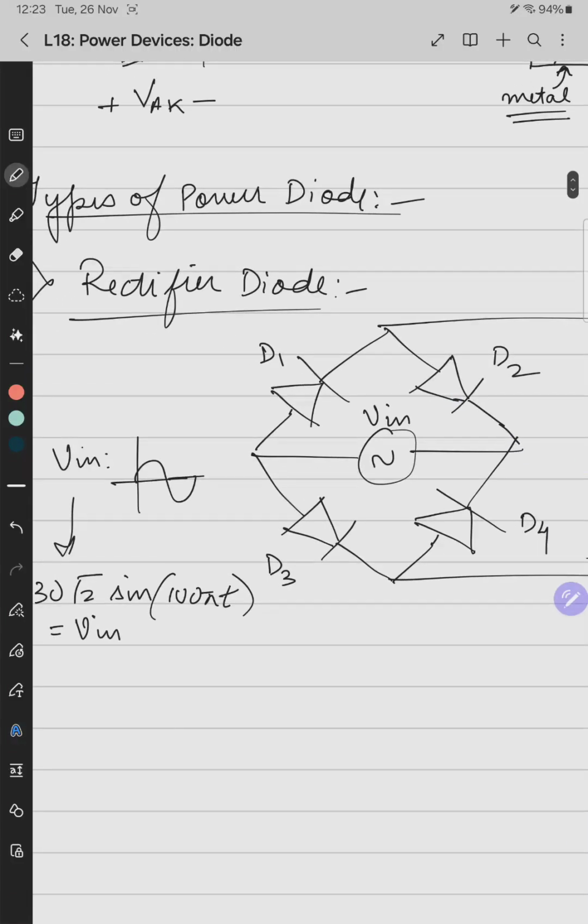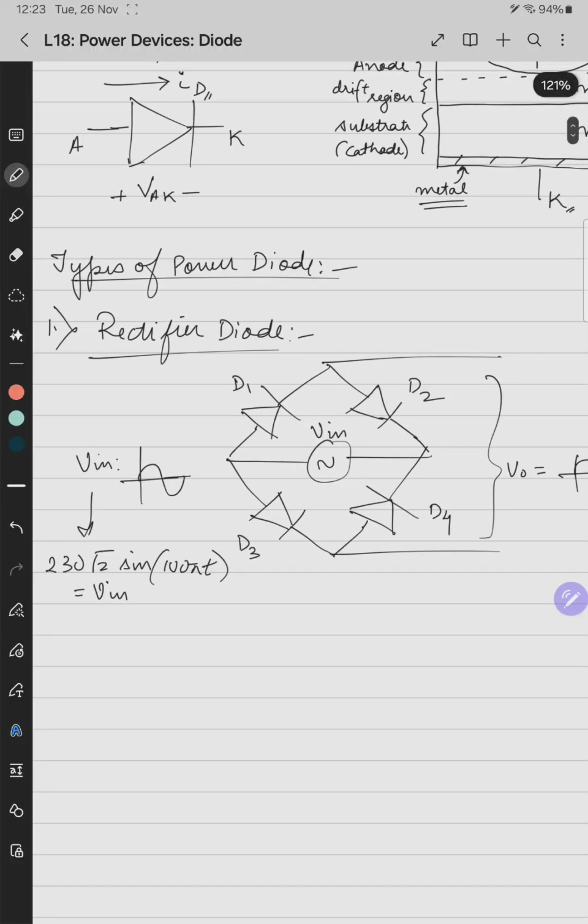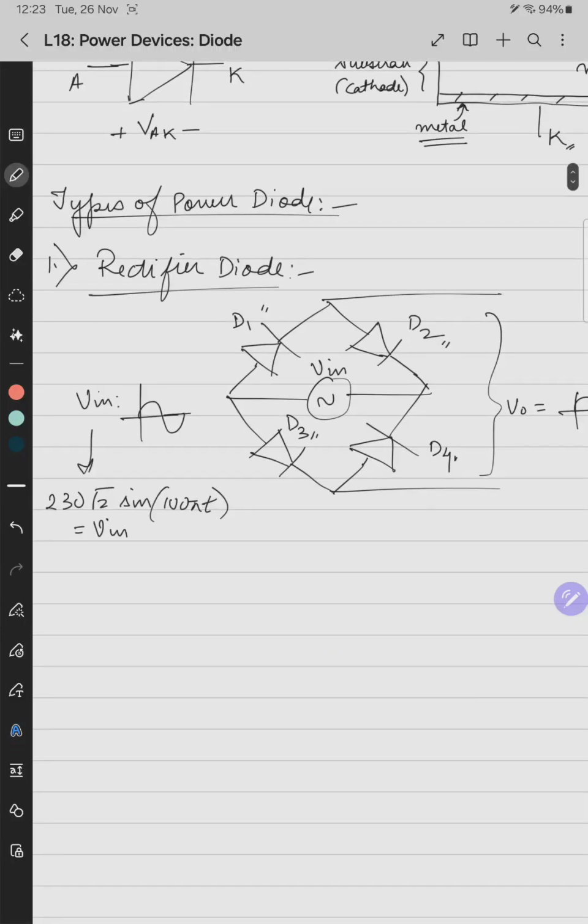In this full bridge rectifier, in the positive half cycle, diodes D1 and D4 conduct. In the negative half cycle, diodes D2 and D3 conduct. Basically, what is the voltage across the diode when it is turned off? Let's say it's the positive half cycle, D1 and D4 conduct. So basically it becomes like this.